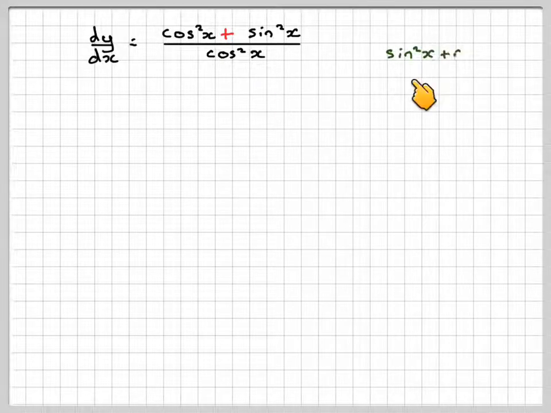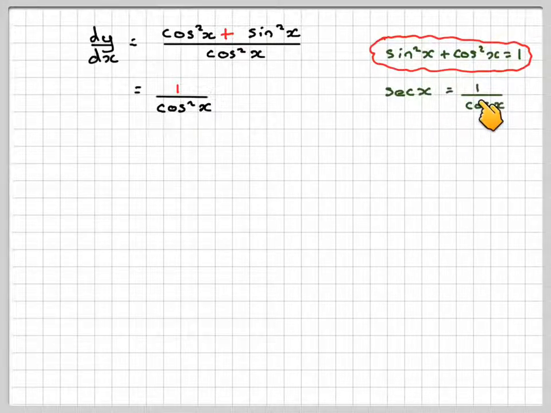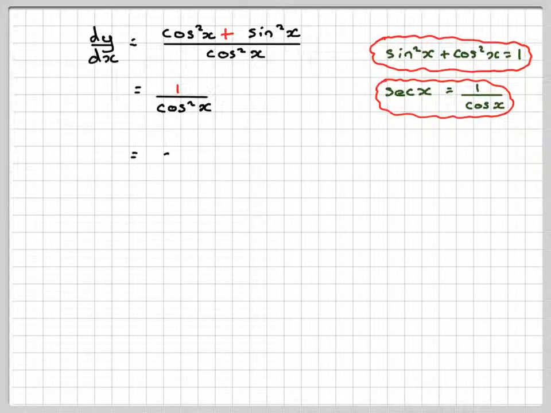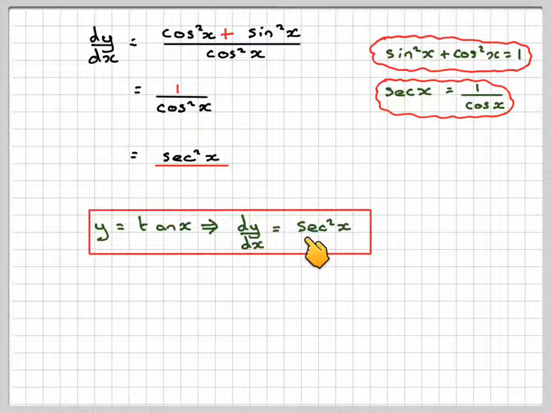Now we know from our trigonometry that cos squared plus sine squared is equal to 1. So we'll replace that top numerator there with 1 over cos squared x. And we also know that sec x is 1 over cos x. So therefore this becomes sec squared x. And the standard result is if y is equal to tan x, x in radians, then dy by dx is sec squared x. So this has been a video to show you how to differentiate tan x.